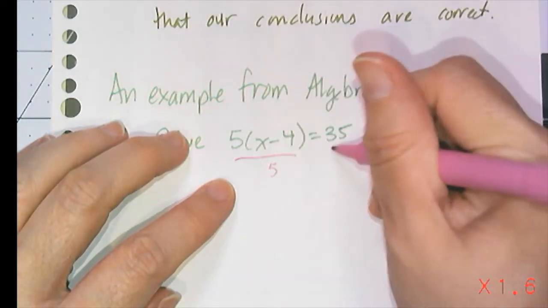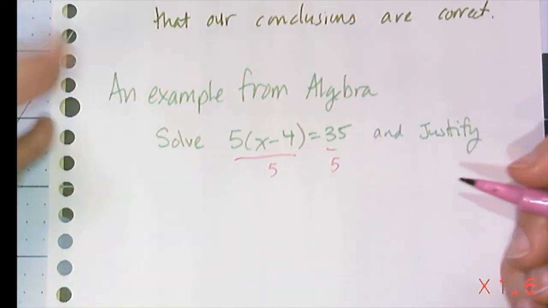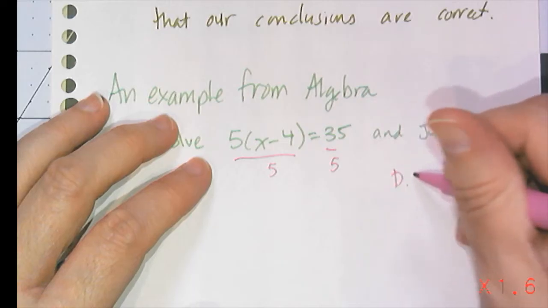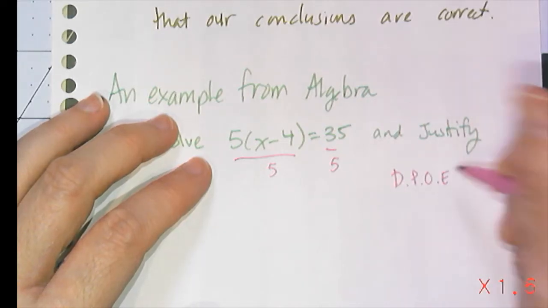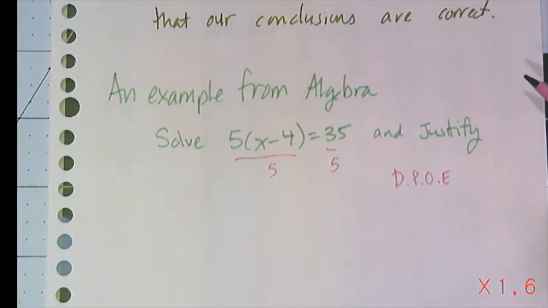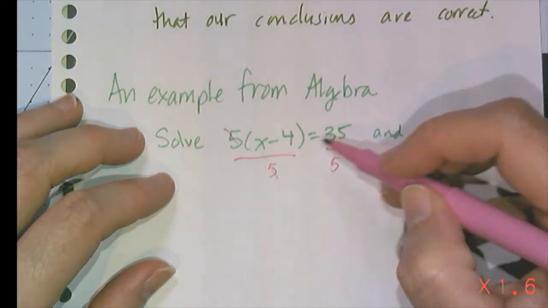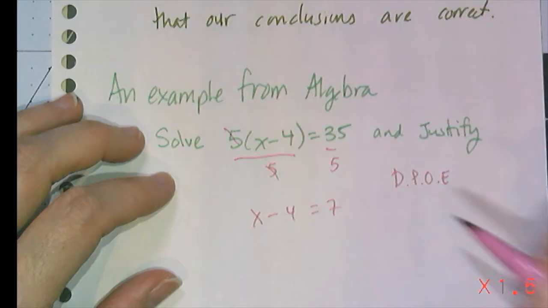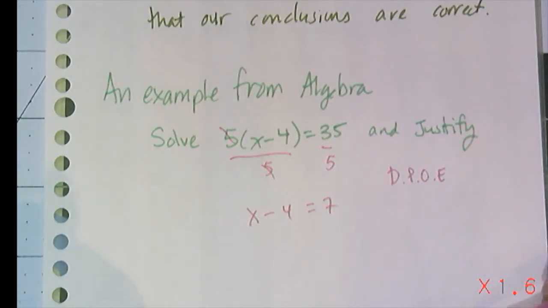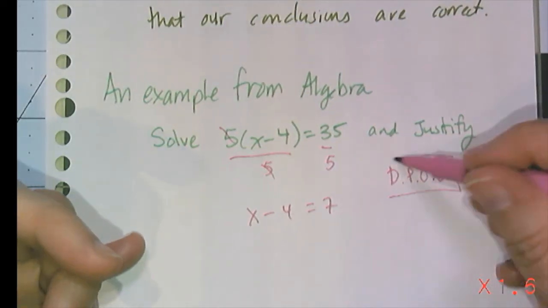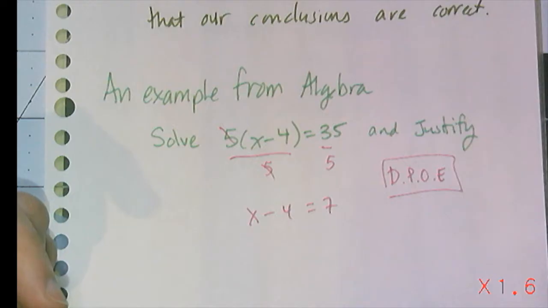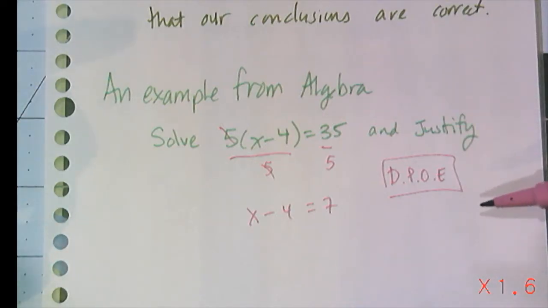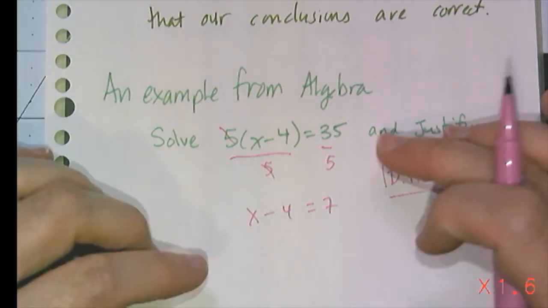So for example, this is multiplied by 5, so I'm going to divide both sides by 5. And why can I do that? Because the division property of equality says I can divide both sides of an equation by a number, and the equation is still true. And so then I get x minus 4 equals 7. I am using deductive reasoning. I am taking established axioms, things that we agreed are true, and using them to prove my case.